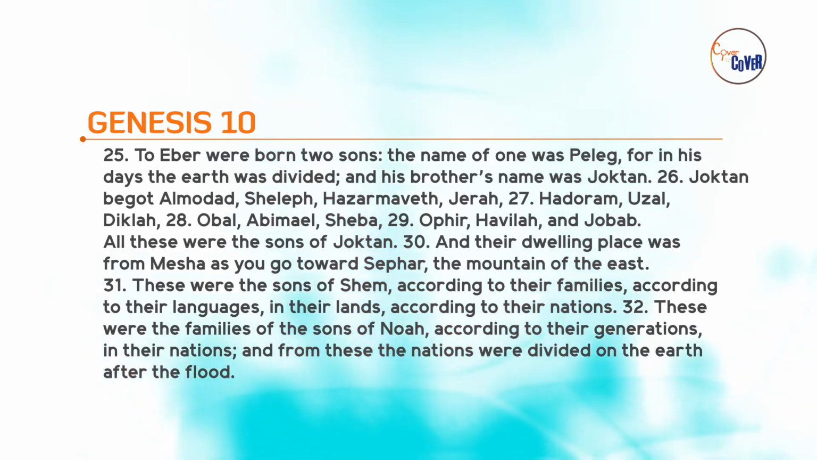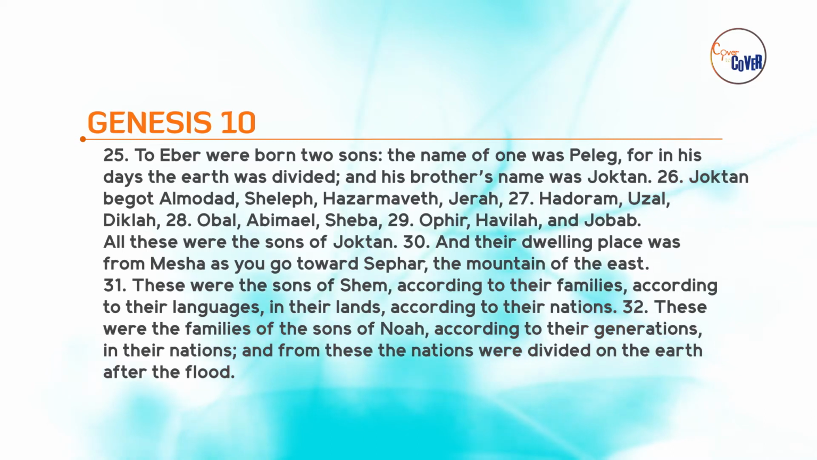Sheleph, Hazarmaveth, Jerah, Hadoram, Uzal, Diklah, Obal, Abimael, Sheba, Ophir, Havilah, and Jobab. All these were the sons of Joktan. And their dwelling place was from Mesha as you go toward Sephar, the mountain of the east. These were the sons of Shem, according to their families, according to their languages, in their lands, according to their nations.